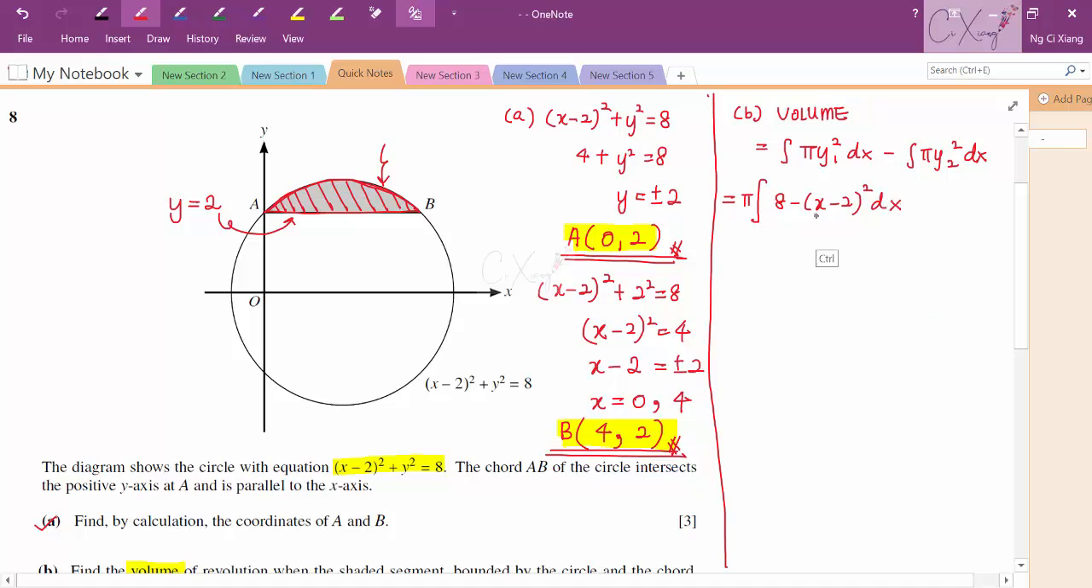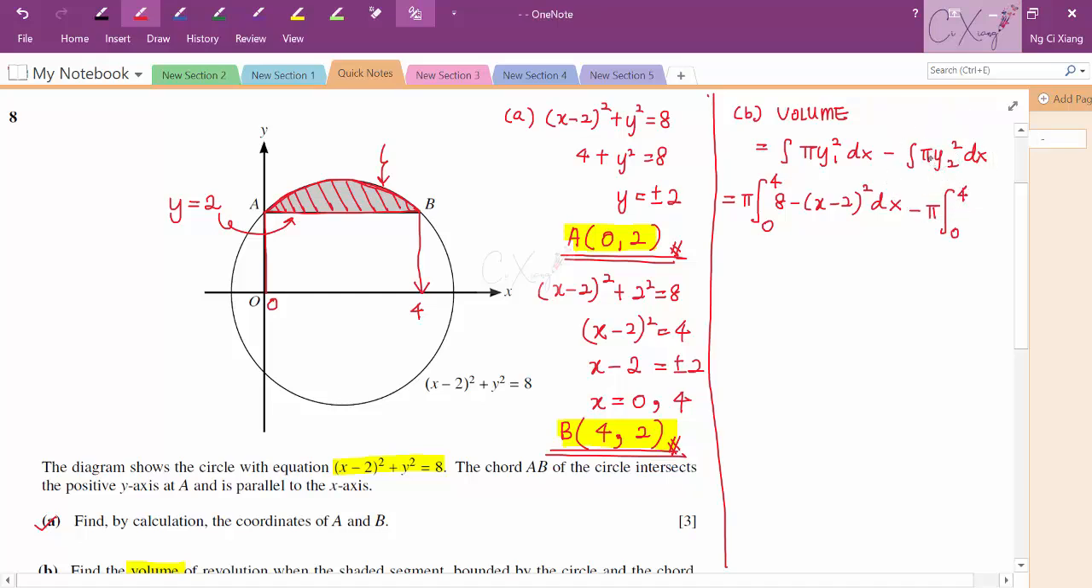And what's the limit? You can see that the area starts at this point where x equals 0, and the area ends at this point, which is x equals 4. Therefore, the limit of the integration should be from 0 until 4. Then minus again for the second part of the equation, it is still pi. I will take it out, and the range is still the same, from 0 until 4.